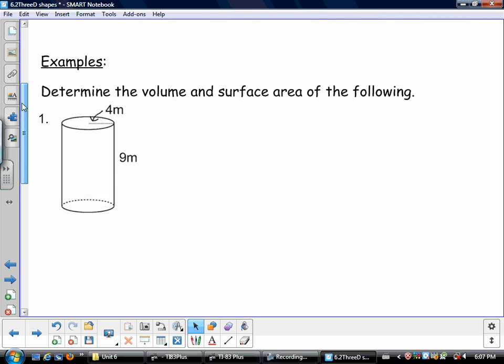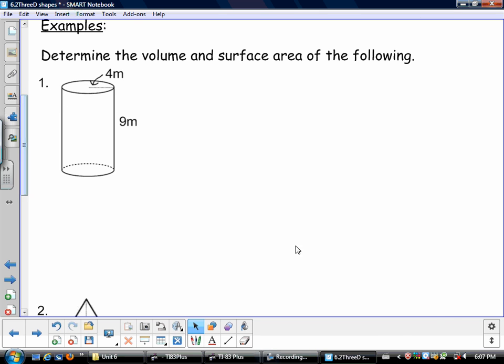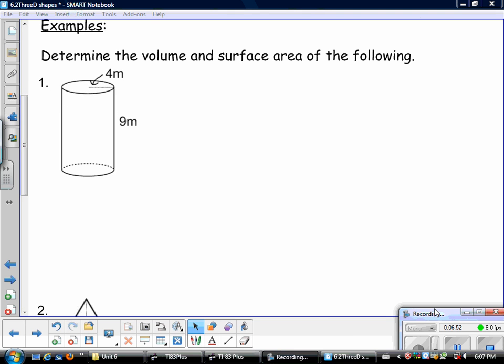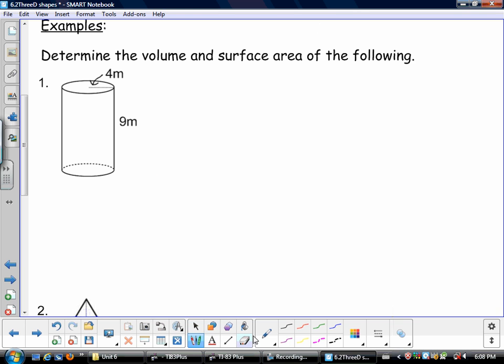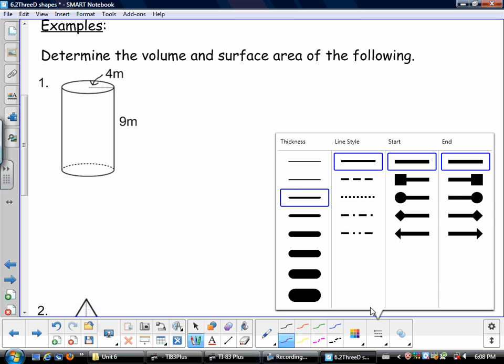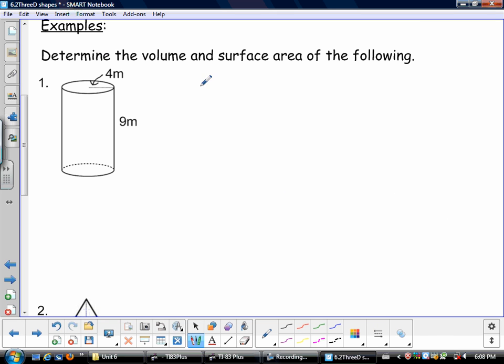Okay, some very straightforward examples first of all. The first one asks us to determine the volume and surface area of the following. So again, nothing strange here. The easiest one obviously would probably be the volume. So we would look up the volume formula, and let's do purple, because I'm in a purple mood. Volume equals pi r squared times height.